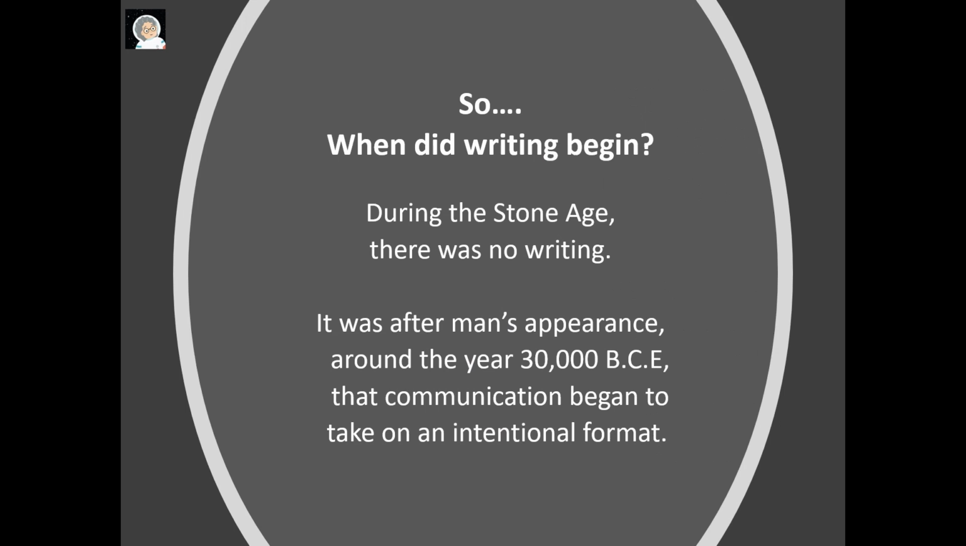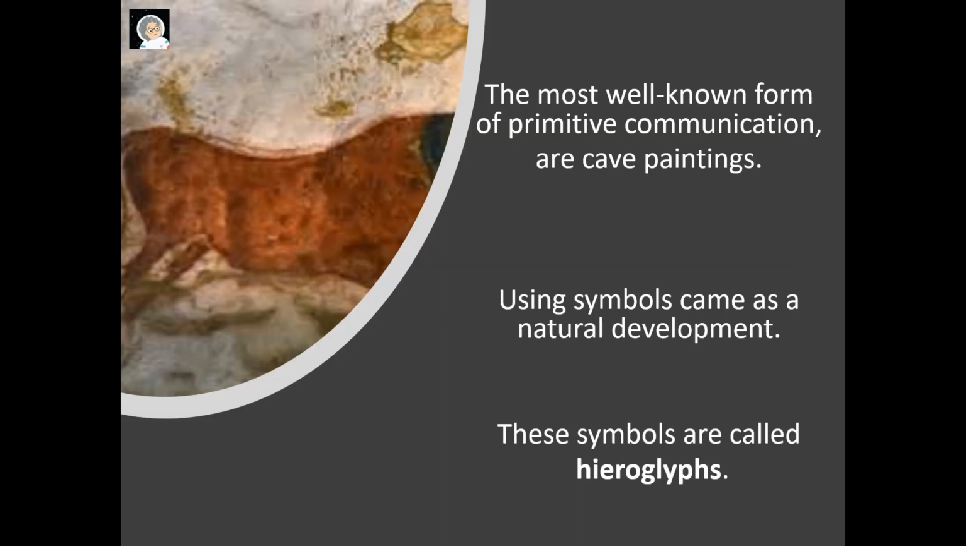So, when did writing begin? During the Stone Age, there was no writing. It was after man's appearance around the year 30,000 BCE that communication began to take on an intentional format. The most well-known form of primitive communication are cave paintings. Using symbols came as a natural development. These symbols are called hieroglyphs.